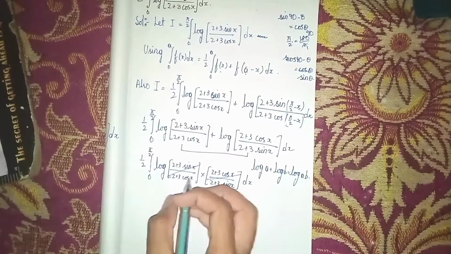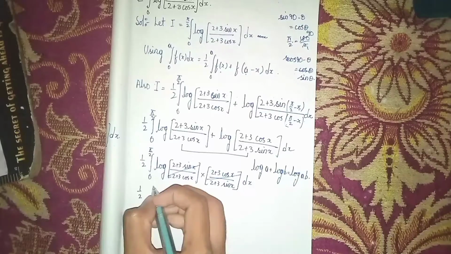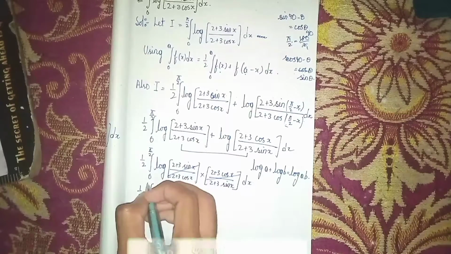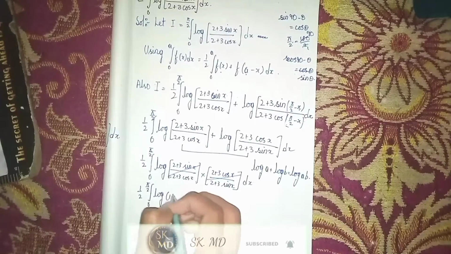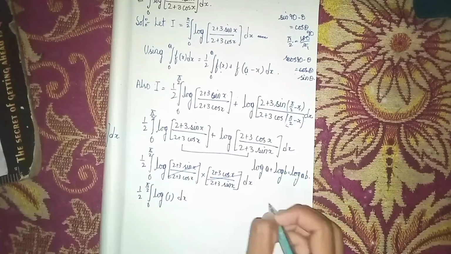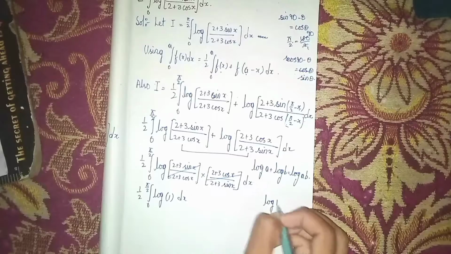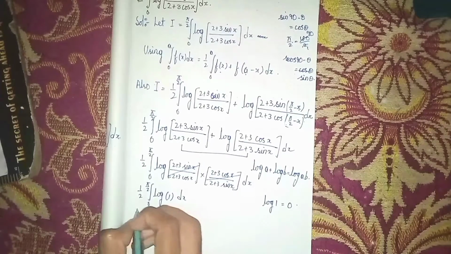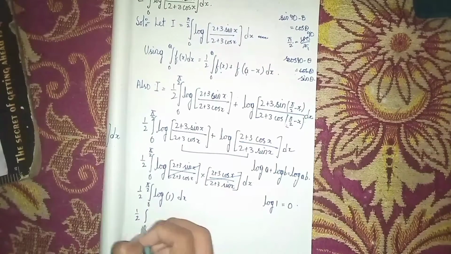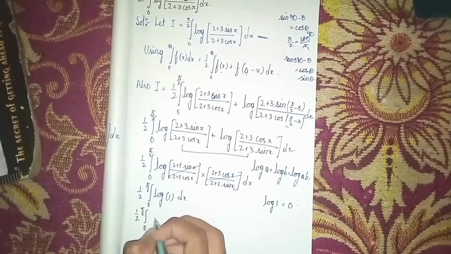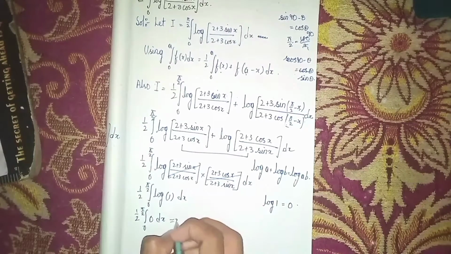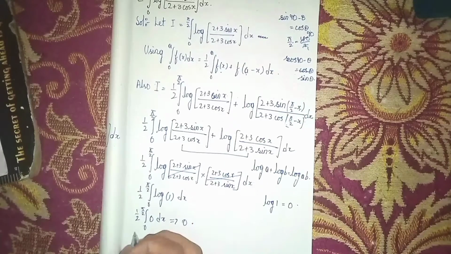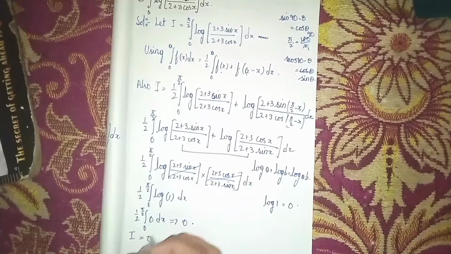Then what will happen here? 1 by 2 integrate 0 to pi by 2 log 1 into dx. Log 1 is equal to 0. So 1 by 2 integrate 0 to pi by 2 of 0 dx. Integrating 0 gives 0. So our I is equal to 0.